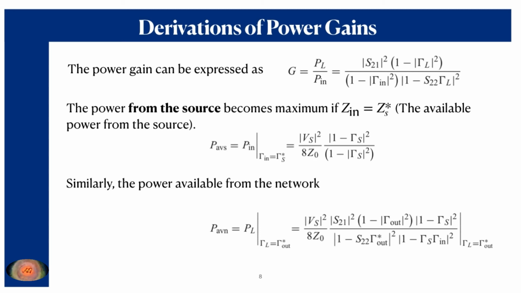Similarly, the power available from the network can be obtained if, in the expression of the PL, that is the power being dissipated across the load, we apply this conjugate matching condition. That means the maximum power will be available from the load if the load impedance is matched with the output impedance of the network. So by applying this condition, this expression will result.